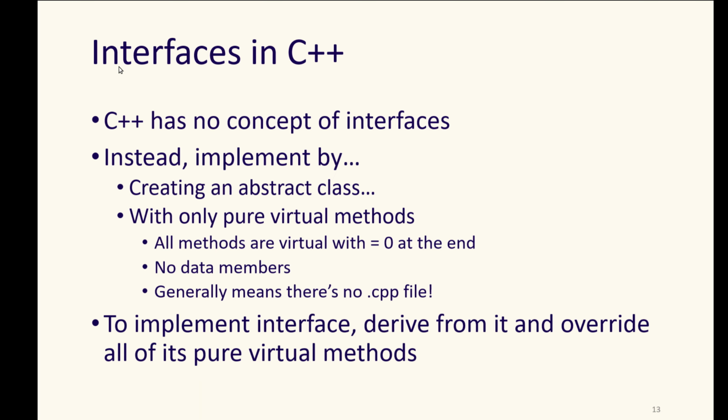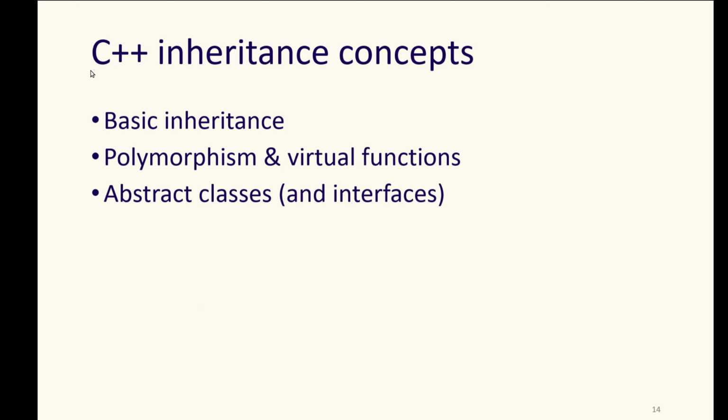So much like in Java, if you've created this interface-like class that has only pure virtual functions, then to implement that interface, to derive from that base class, you would derive from it and you would override all of its pure virtual functions to provide the backup, the keeping the promise of the interface that you would have all of those methods which you gave only signatures for before. So that gives us a little bit of an outline of how inheritance looks in C++.